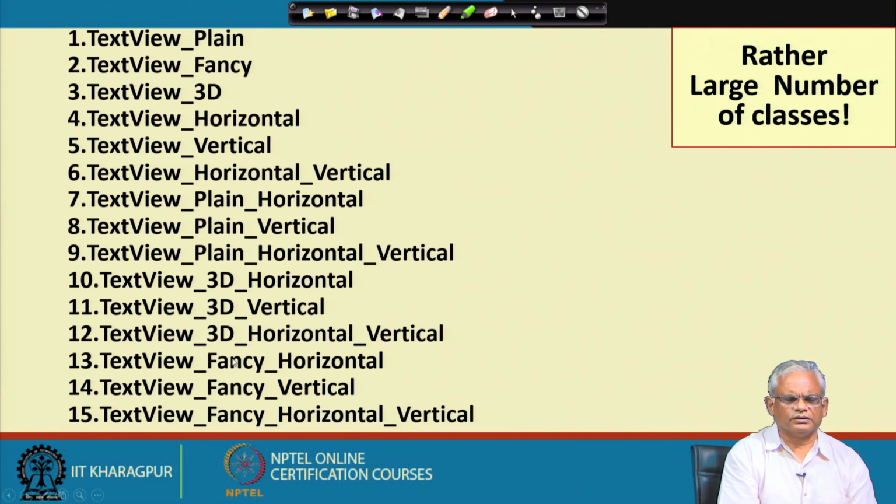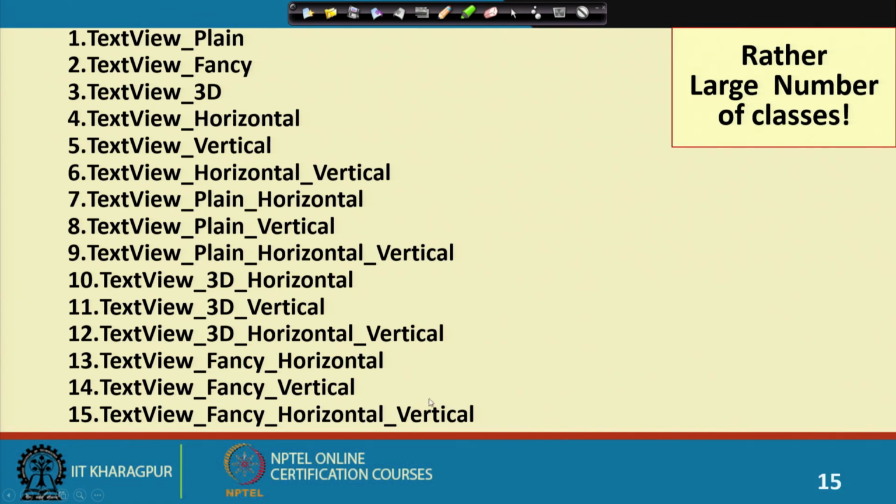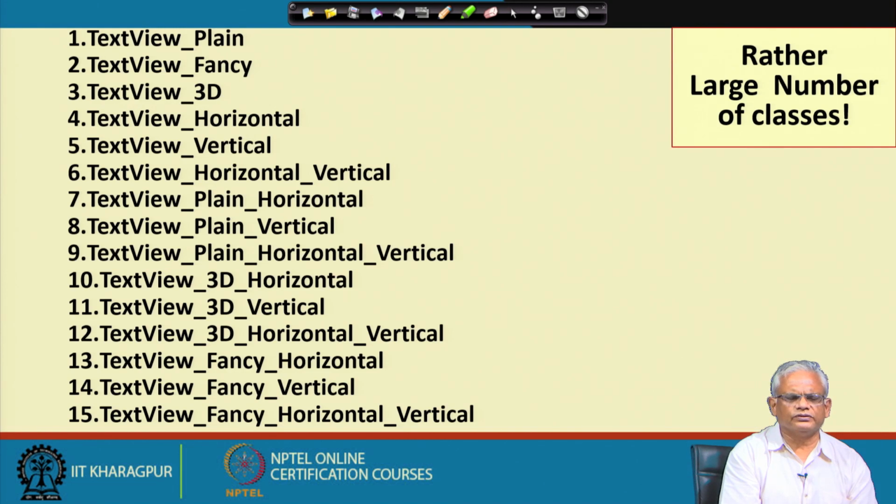Okay, these are the 15 classes, subclasses that you might have to use if you wanted to statically attach this responsibility: text view with just a plain border, text view with a fancy border, text view with a 3D border, text view with only horizontal scroll bar, vertical scroll bar, text view with horizontal and vertical scroll bar, text view with a plain border with horizontal scroll bar, and so on. These are 15. But if you wanted to allow repetition of some of the borders, maybe a plain with a 3D and also a scroll bar and so on, the number will be much larger, and writing an application with that many classes to choose from, the programmer's life will be really difficult.